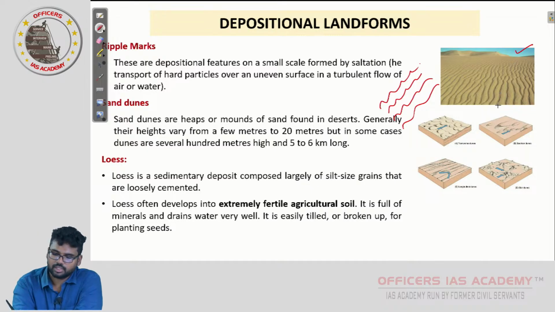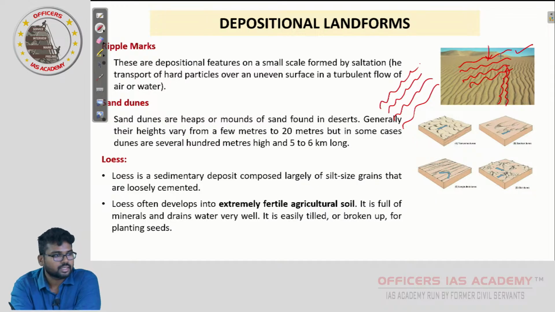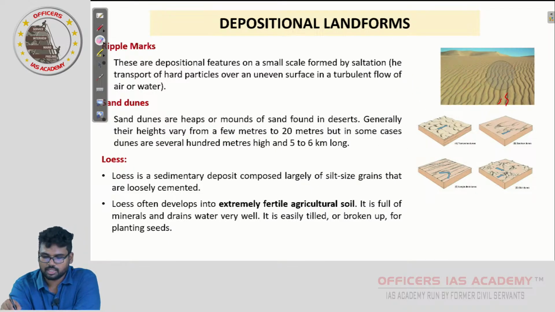See, suppose now they have been created like this, indicating one direction. Now tomorrow if the wind is coming from here, they may be deposited and created like this. So they are highly dynamic and they generally align with the wind direction, okay. So please write ripple marks. These are depositional features on small scale.